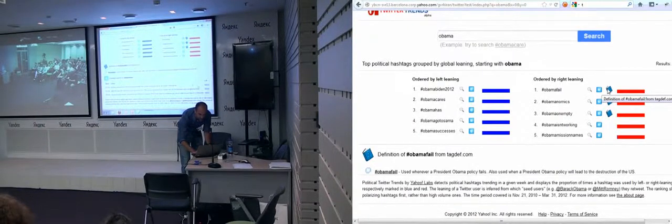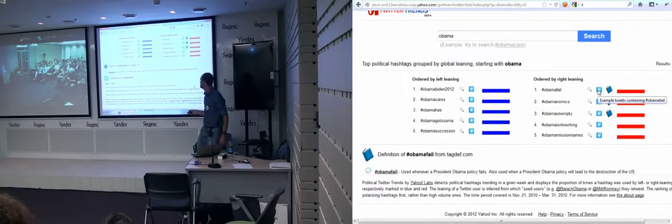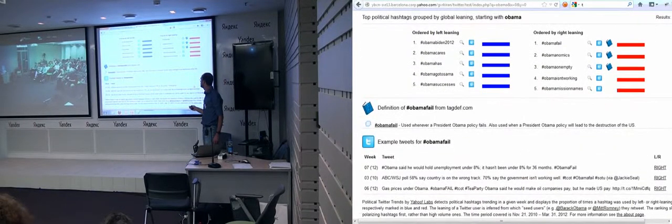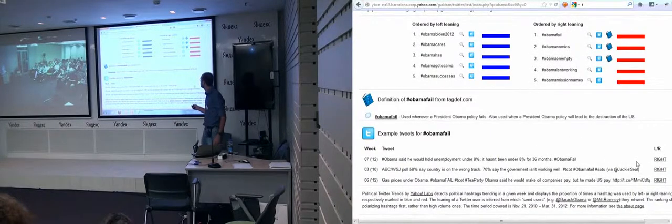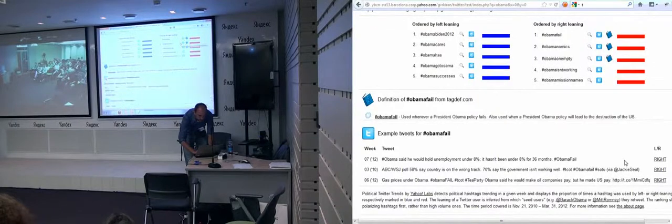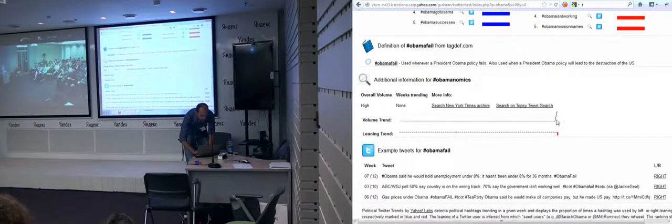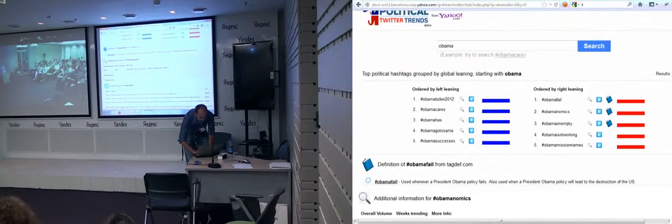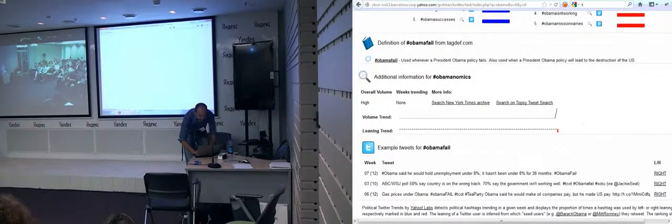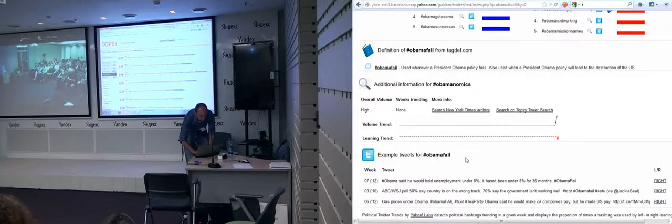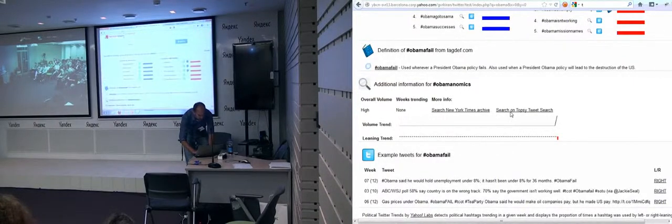In this case, there are only example tweets from the right. Obama said he would hold unemployment under 8%. It hasn't been under 8% for 36 months. So you get a bit of context for this. Let me show some other things. This triggers a search on Twitter. This was just used in the last week where we built this data set. It only started being popular in May, so the volume trend over time is not very interesting. Other things you can do, and there's no research involved here, you can search on Topsy for the thing, and you can search the New York Times for this thing.